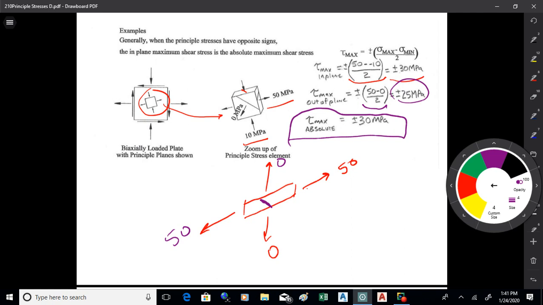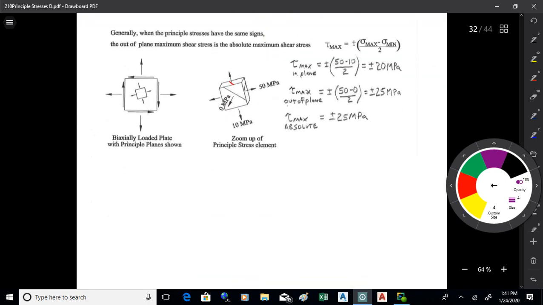Okay? So that's one example where we're checking what I call that out-of-plane shear stress, because it might govern, and we want to watch for that, okay, when we're designing something. Now the case below, this will be a little bit more significant. If I have 50 and instead of a negative 10 for the other principal stress, I've got positive 10, tau max in plane becomes plus or minus 50 minus 10 over 2, which is plus or minus 20.